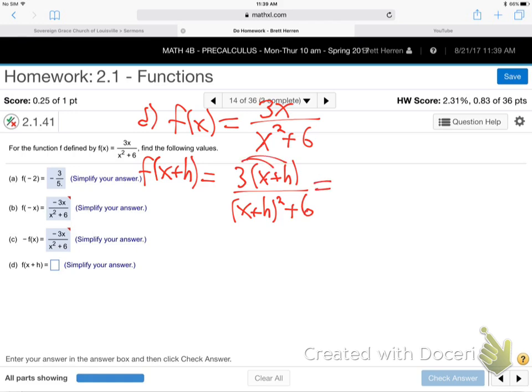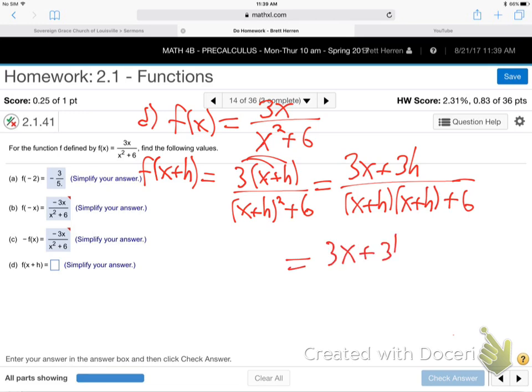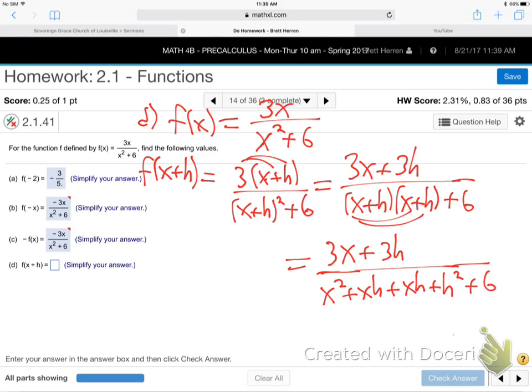So what do we get? We distribute up there, 3x plus 3h. Down below, it's going to be x plus h plus 6. And then distribute x squared, oops. x squared plus xh plus xh plus h squared plus 6. You okay with all that so far? Just FOILing all that out.